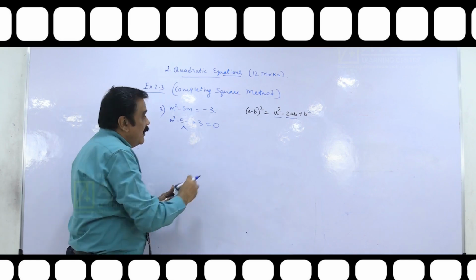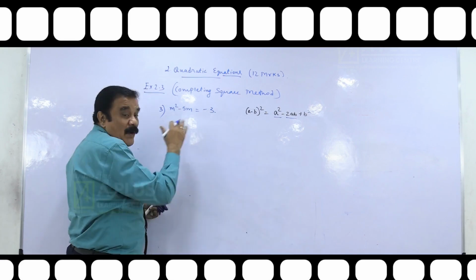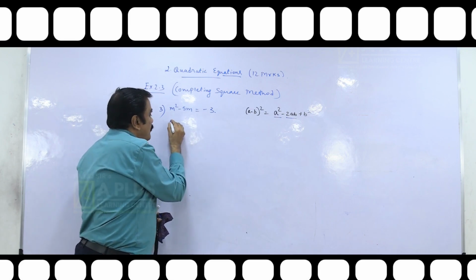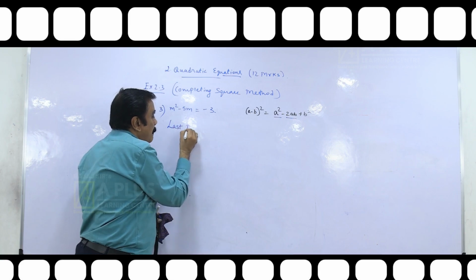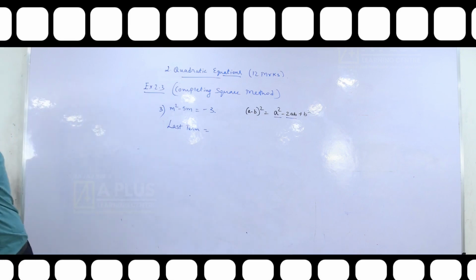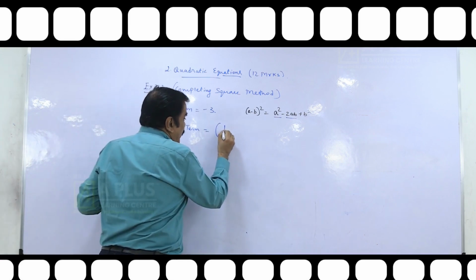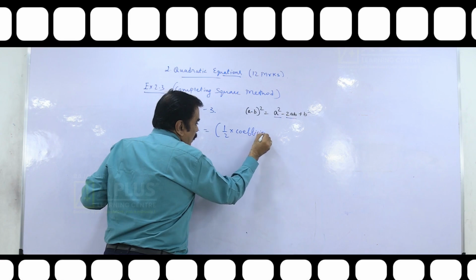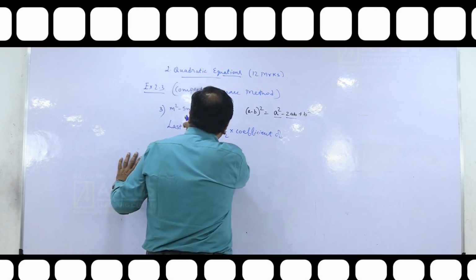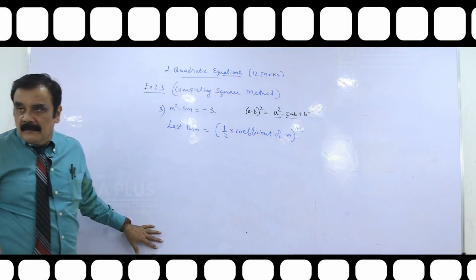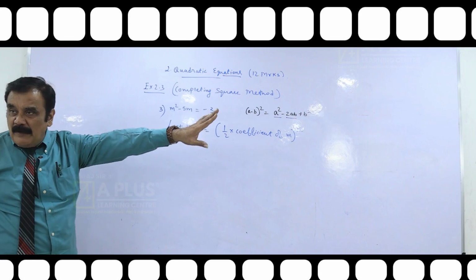तो ये इसका last term नहीं है. Are you getting my point? This is not the last term. So what do I do? m square minus 5m is equal to minus 3. Find the last term. What is the formula for last term? Formula क्या है? Half into coefficient of, इधर क्या है coefficient? Variable m, the whole square. Correct? Half into coefficient of m the whole square.